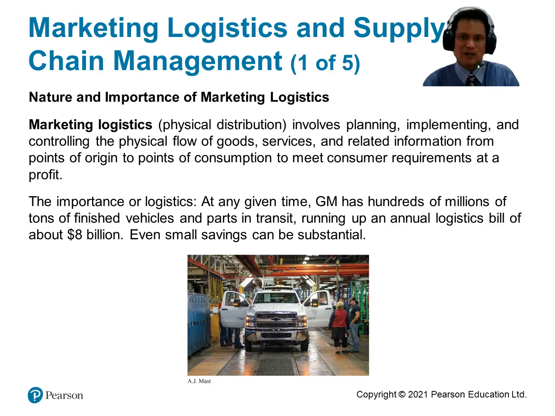For example, talking about GM cars. They found that it is very important, because at times GM has hundreds of millions of tons of finished vehicles and parts in transit. Imagine talking about hundreds of millions of tons of finished vehicles, running up an annual logistics bill of about $8 billion. So it's huge. Even small savings can be substantial.